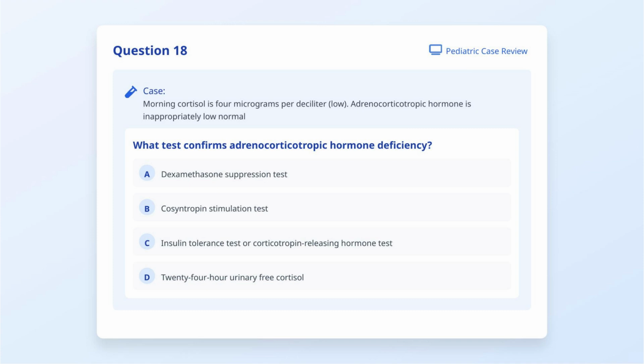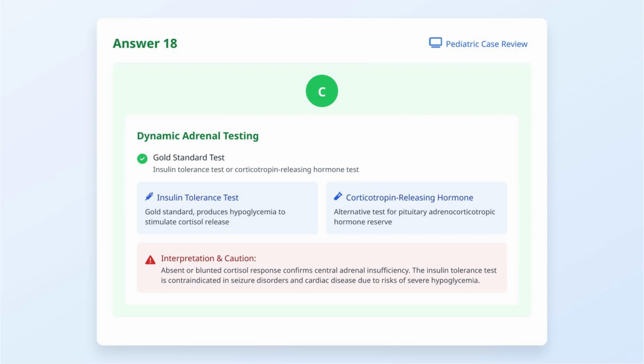Case scenario: morning cortisol is 4 micrograms per deciliter, low. Adrenocorticotropic hormone is inappropriately low normal. Question: what test confirms adrenocorticotropic hormone deficiency? Option A: dexamethasone suppression test. Option B: cosyntropin stimulation test. Option C: insulin tolerance test or corticotropin-releasing hormone test. Option D: 24-hour urinary free cortisol. The correct answer is C.